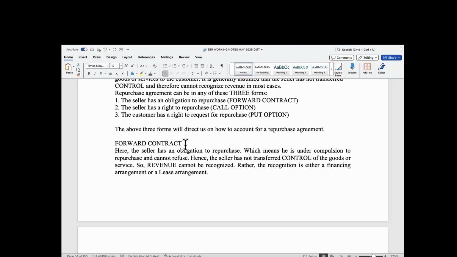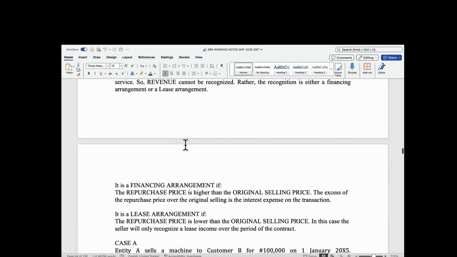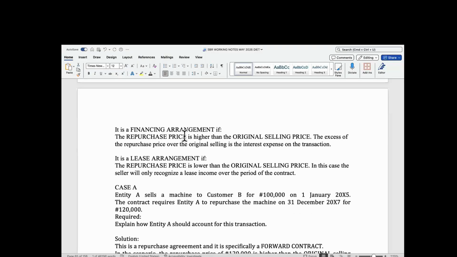Because he must repurchase, the substance is that you did not sell, you have not transferred control. The risk you have not transferred, the reward you have not transferred. It's still with you as a seller. So you cannot recognize revenue. So it's either a financing arrangement or a lease. So how would you know? It is a financing arrangement if the repurchase price is higher than the original selling price. So how do I know?